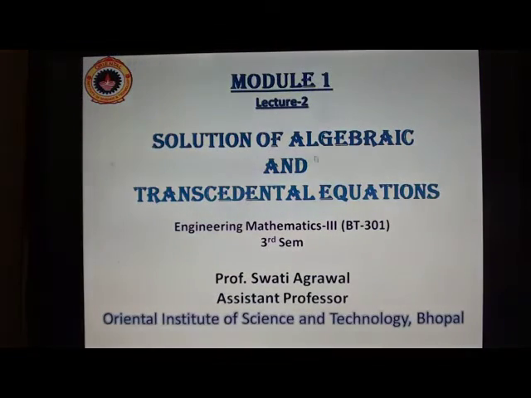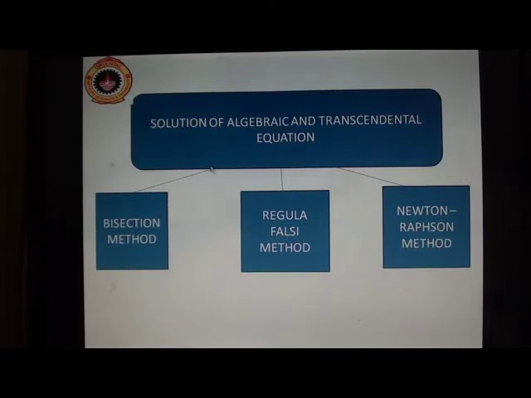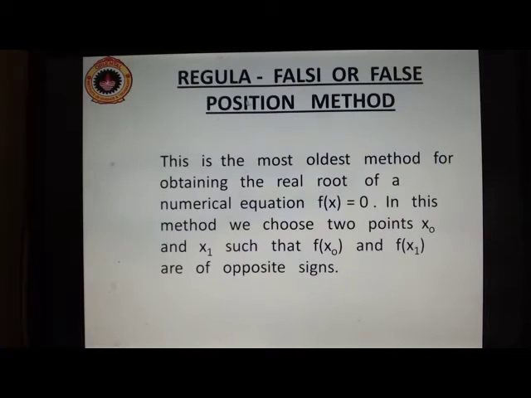Today I will explain the solution of algebraic and transcendental equations, which is the topic of M3 BT301. The solution of algebraic and transcendental equations can be divided into three parts: bisection method, regula falsi method and Newton-Raphson method. I will explain the regula falsi method. The regula falsi method is also known as the false position method.